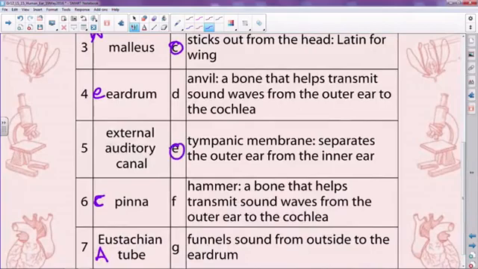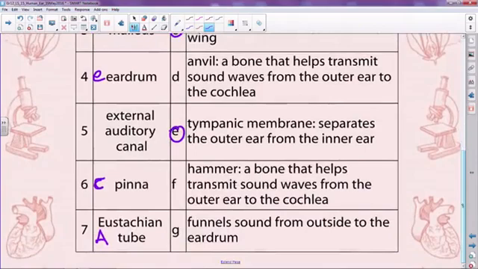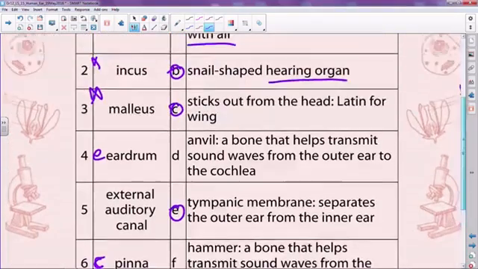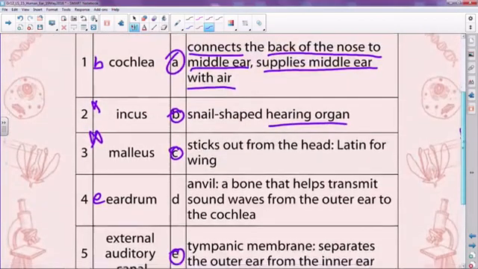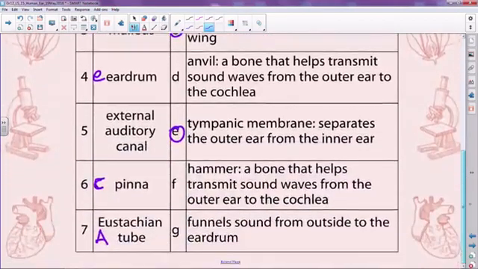Next one, hammer. It's a bone that helps transmit sound waves from the outer ear to the cochlea. We said we don't know which one that is. It has to be one of the two. Let's see which choices we have: incus or malleus. We don't know which one, so let's leave that one out. And we end off with the last one, which is the funnels.